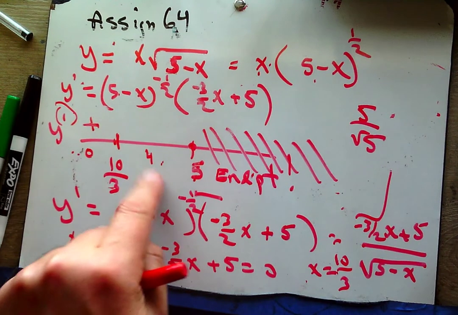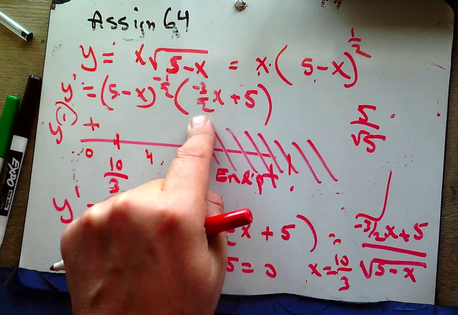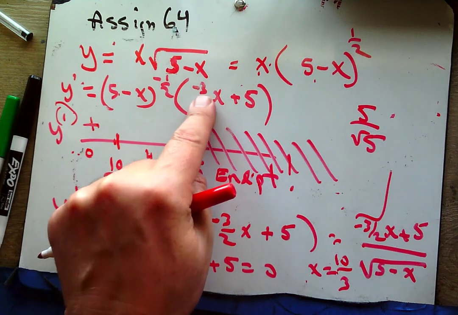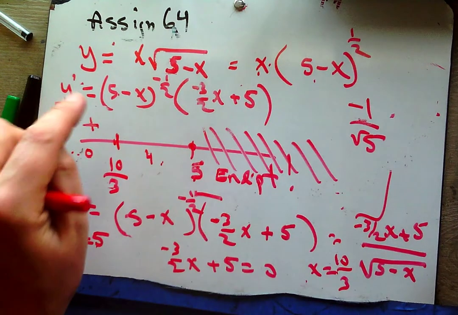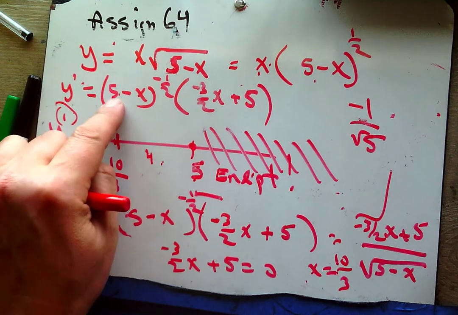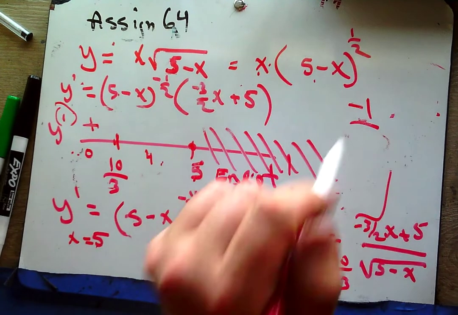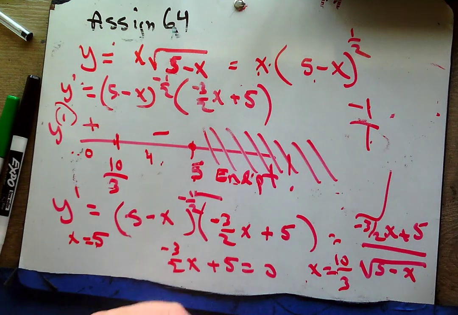What happens if I plug in a 4? Okay, 4 divided by 2 is 2. 2 times negative 3 is negative 6. Negative 6 plus 5 is negative 1 on top. On the bottom, when I plug in 4, 5 minus 4 is 1, and the square root of 1 is 1. Negative divided by positive, I've got a negative.